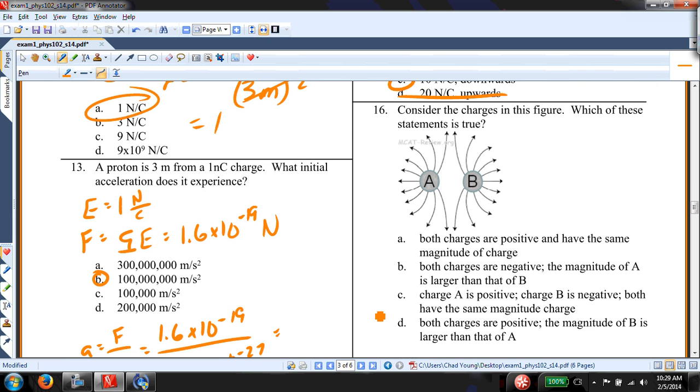Consider the charges in this figure. Which of these statements is true? Well, the field lines are coming out of the charges, so they both have to be positive. So that gets rid of this one and that one. And if you count the number of field lines, there are 11 field lines on both sides. That means that both charges are positive and both charges have the same magnitude. So that is A for number 16.